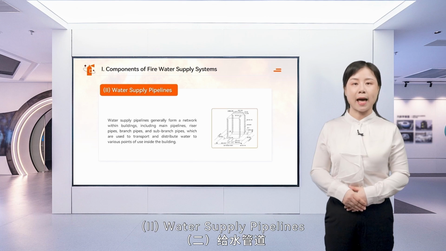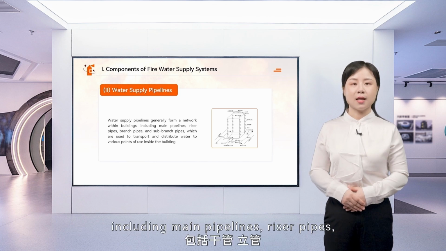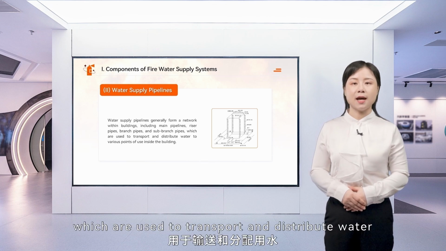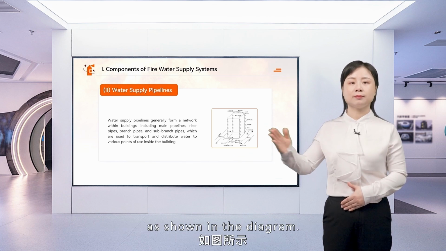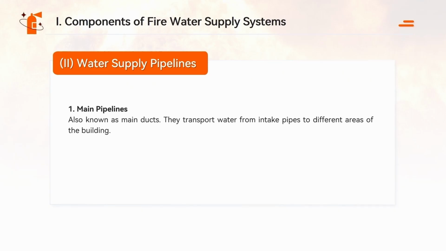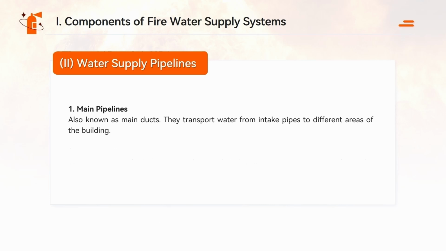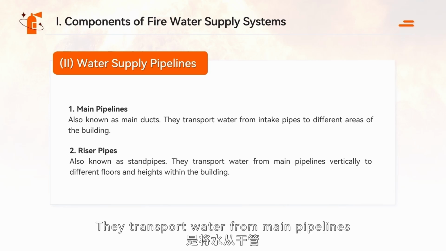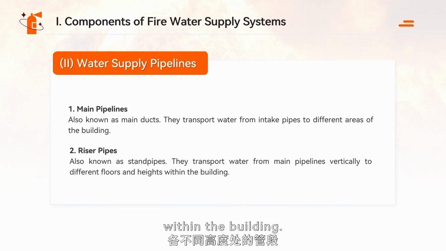2. Water supply pipelines. Water supply pipelines generally form a network within buildings, including main pipelines, riser pipes, branch pipes, and sub-branch pipes, which are used to transport and distribute water to various points of use inside the building, as shown in the diagram. Main pipelines, also known as main ducts. They transport water from intake pipes to different areas of the building. Riser pipes, also known as standpipes. They transport water from main pipelines vertically to different floors and heights within the building.